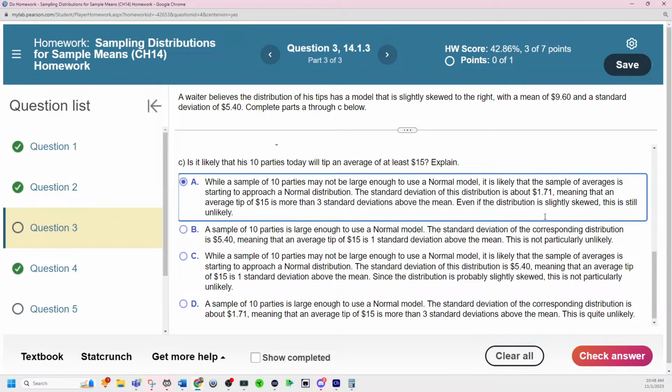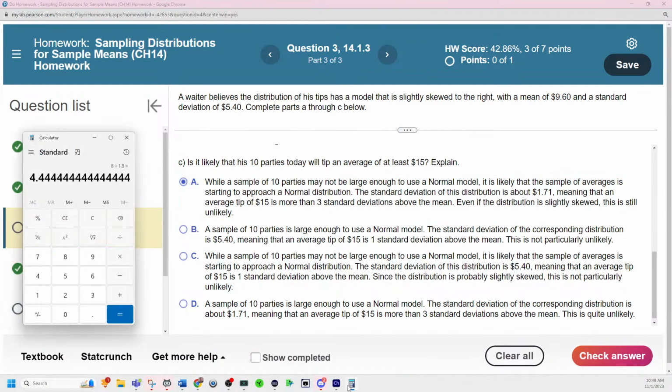The square root of 10 is a little more than 3. So the new standard deviation should be this right here. It's going to be that one. What I'm doing is taking the square root of 10 and dividing sigma by it. Once again, notation, and there it is.